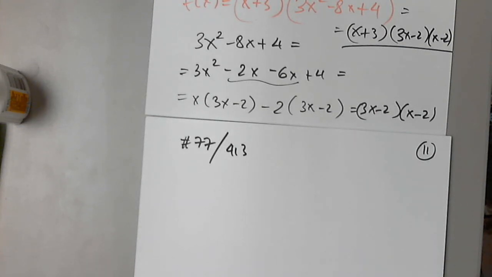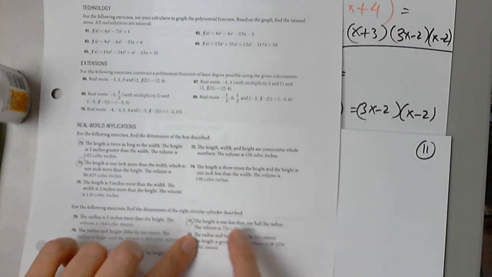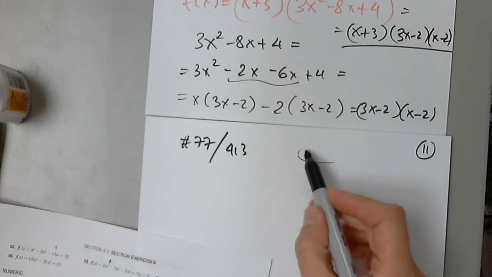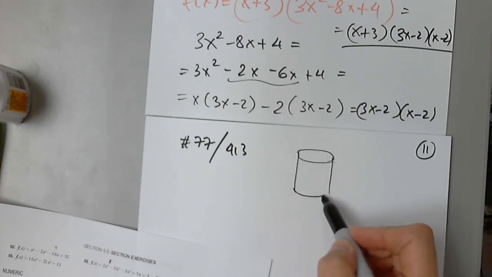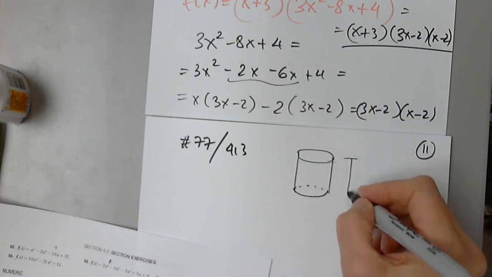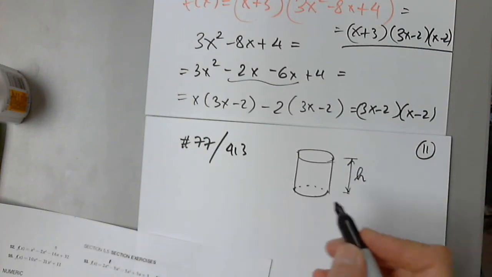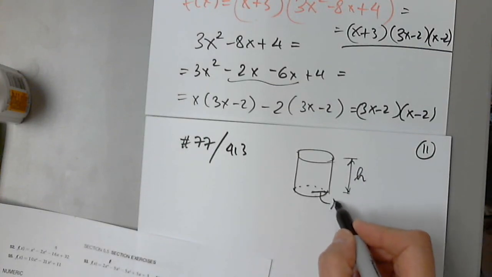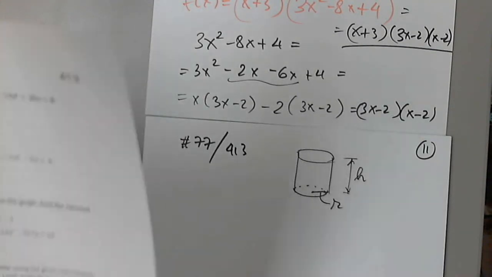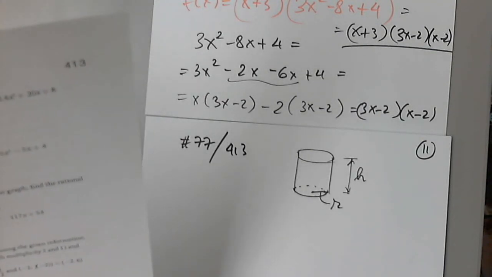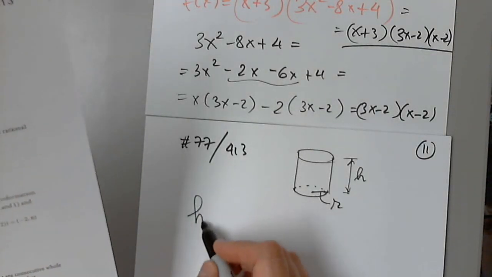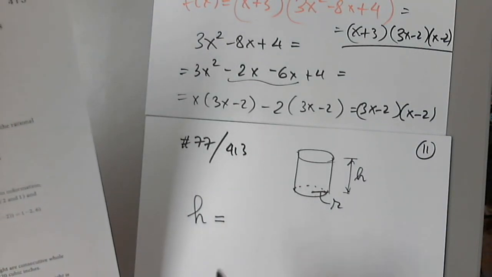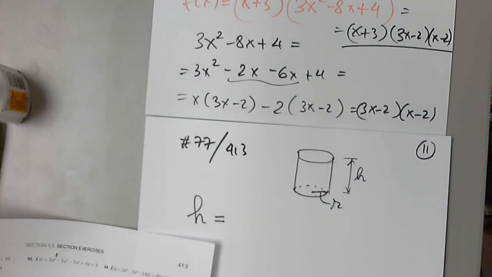We didn't even read the problem, so we really don't know what they want. So it says the height. So let me draw. So this is the height, and this is the radius. The height is 1 less than 1/2 the radius. So we have to establish something very important here.